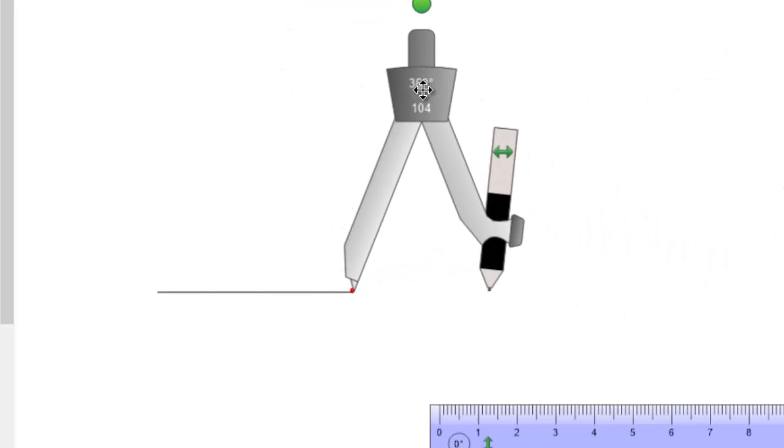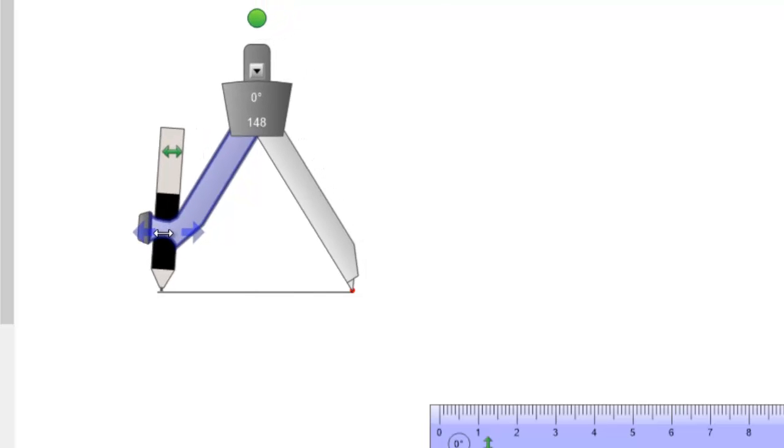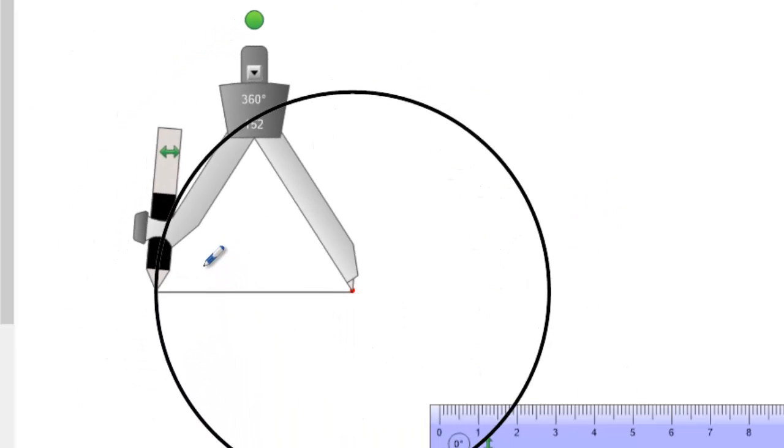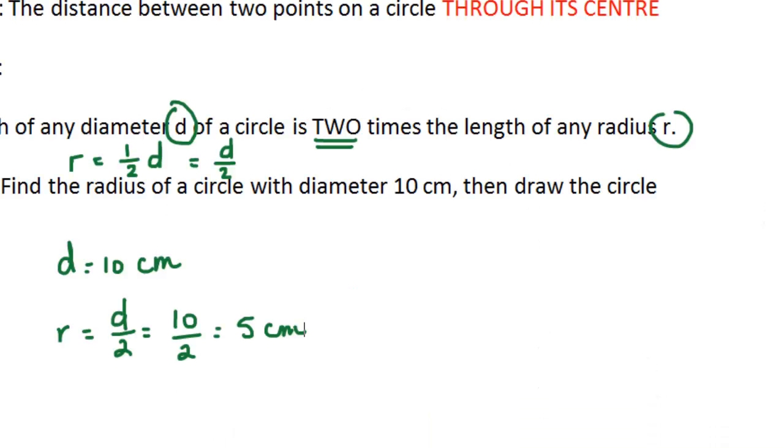I switch the direction. I open my compass with the exact dimension, and this is very important: you choose the compass and you open it to 5 centimeter. And now you can start to draw the circle. Can we check if my calculation is right or not? We said the circle has diameter 10 centimeter, and after using the formula, we found the radius is 5 centimeter.